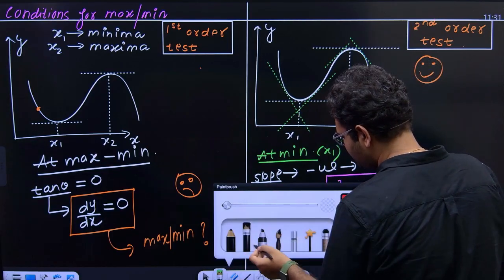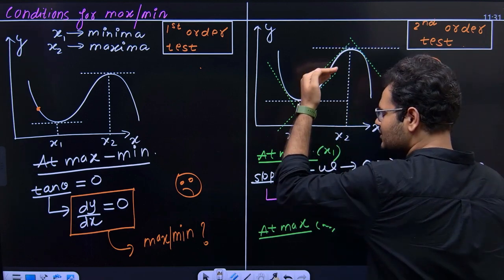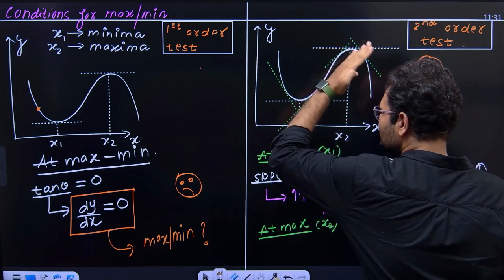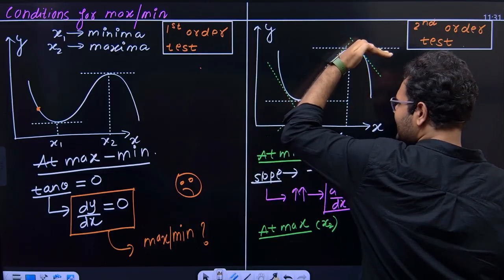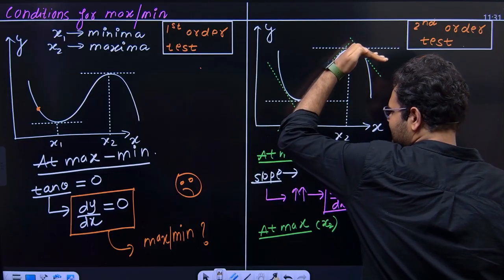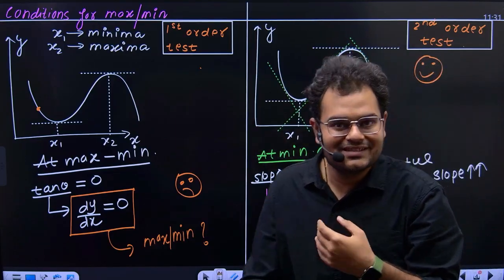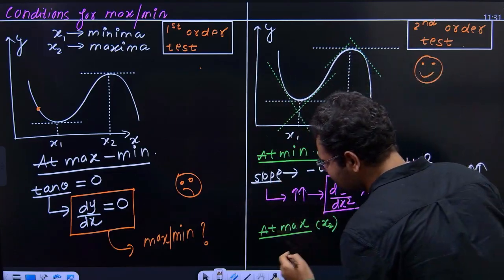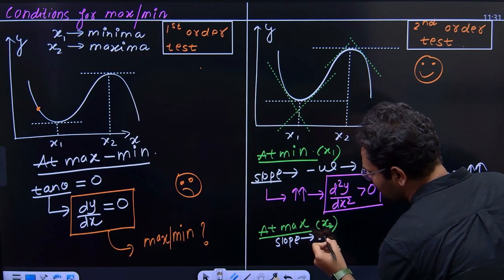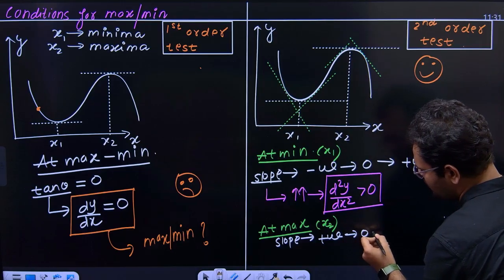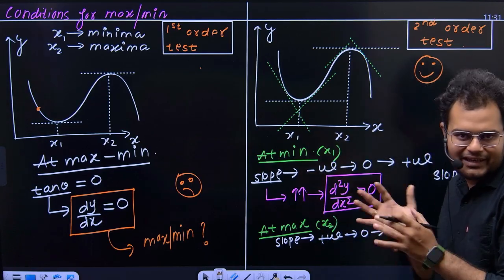Now you have to tell me what is happening near maxima. Just before maxima, my slope is positive because the angle is acute. Exactly at the maxima, the slope is 0. Just after the maxima, the angle is obtuse, which means the slope is negative. So initially the slope was positive, then it is 0, then it is negative. Positive, 0 and negative, right?